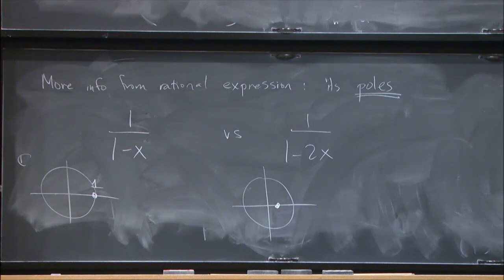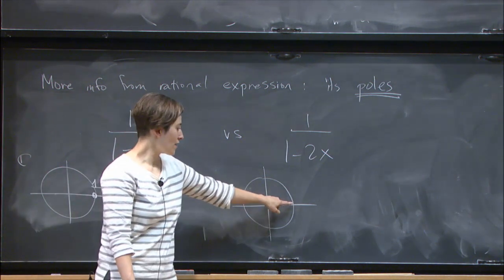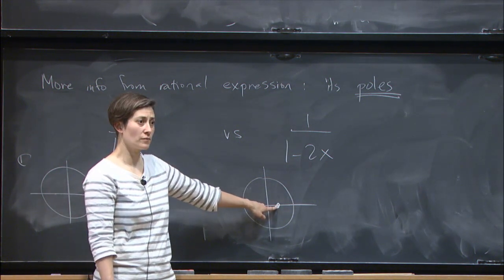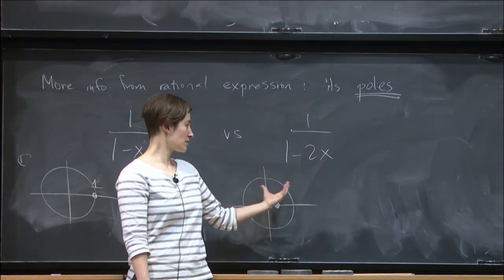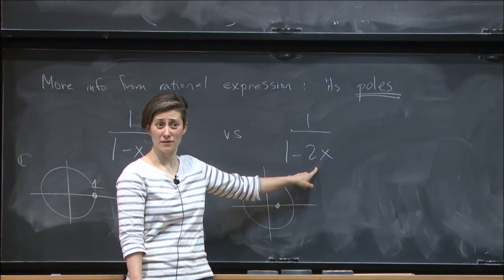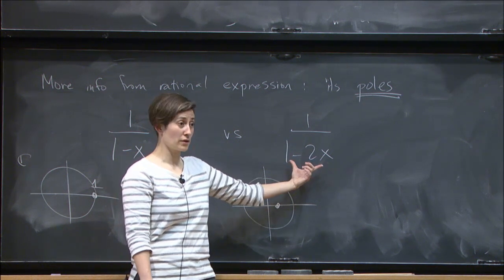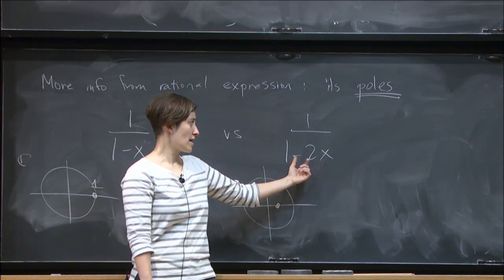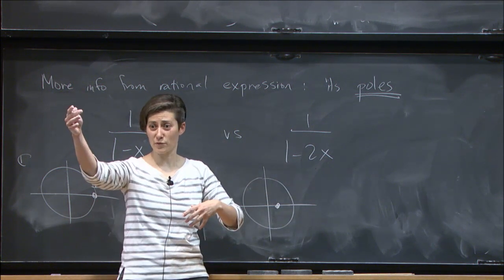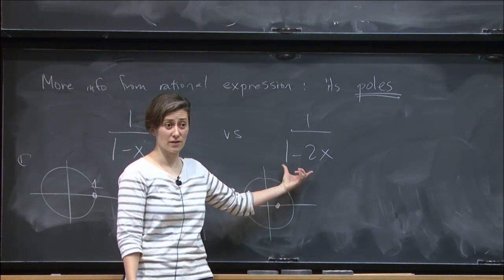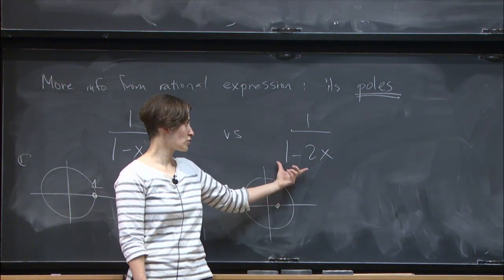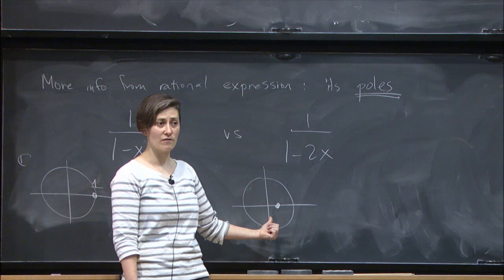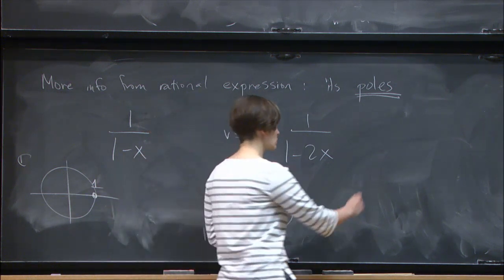One thing to notice is that having a pole inside the unit circle means that the coefficient has norm bigger than 1, if it's a linear expression. And so that means that it grows exponentially when you expand this. Does that make sense? So that gives us an indication that we should expect exponential growth when we have a pole inside the unit circle.